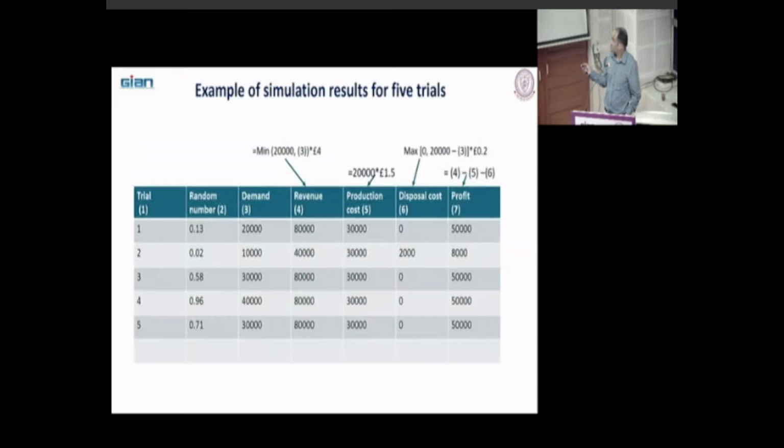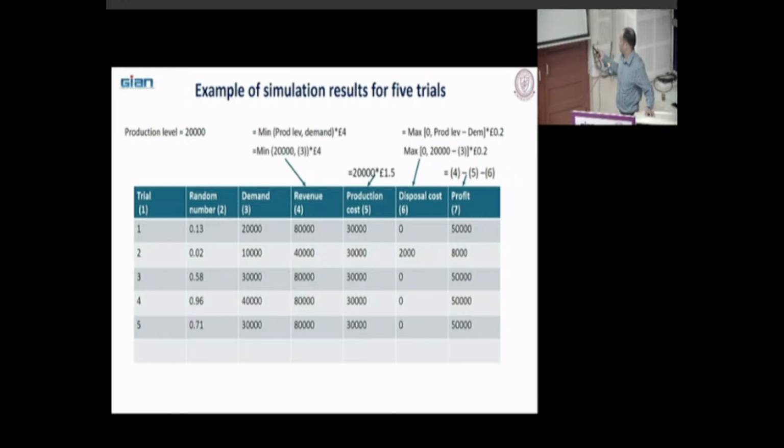So you have demand of 20,000 because of that random number generated, and we are assuming the production level is 20,000. What is revenue? Revenue is calculated as the minimum of production level and demand, multiplied by 4. Production cost is fixed: production level 20,000, multiplied by 1.5. Disposal cost, whatever cards are left, you find out, and then you work out the profit.